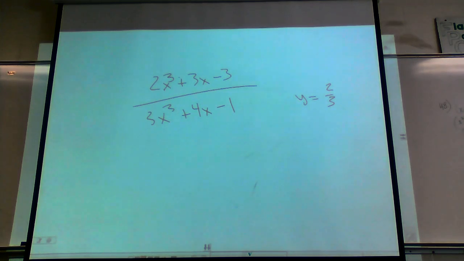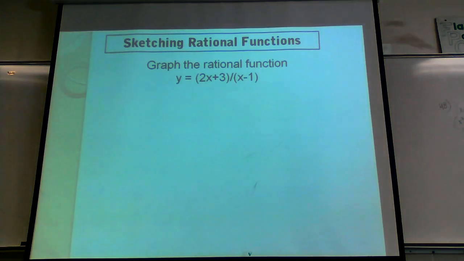So basically, if the power on the top is less than the power on the bottom, you don't have one, well, you have one, it's just y equals 0. Oh, okay, gotcha.